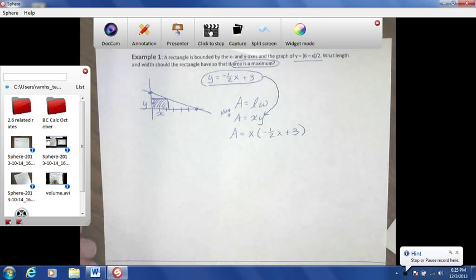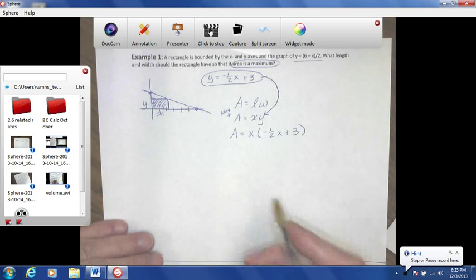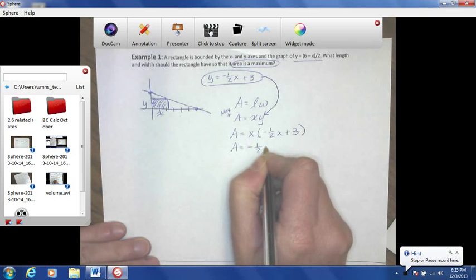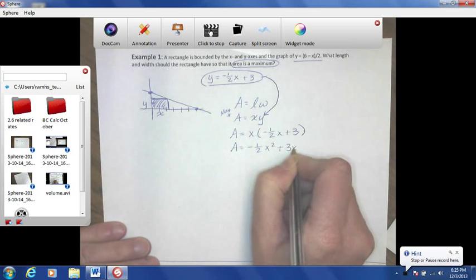Now, since we're going to need to find a maximum, that means we're going to have to take the derivative. So I'm going to clean this equation up to make it as easy as possible to take the derivative. So if I distribute the x, we have negative 1/2 x squared plus 3x.